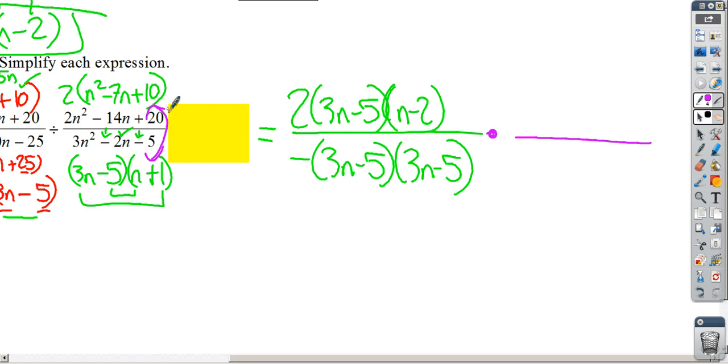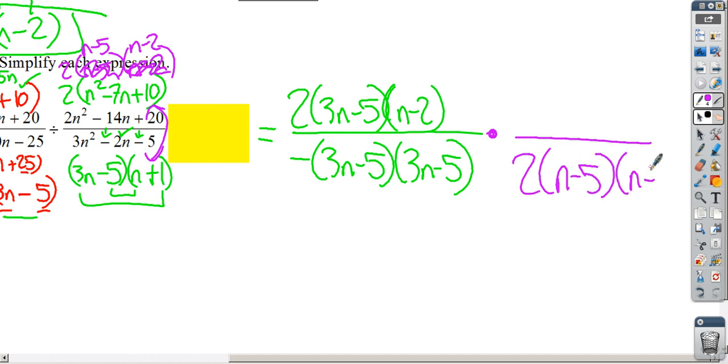By the way, we haven't factored this completely. This could factor to what multiplies to 10 and adds to negative 7. That would be negative 5 and negative 2. Sorry, that's a little bit of a mess here. Let me recopy that above. So 2 times n minus 5, n minus 2, that's going to go to the bottom because, again, we're multiplying by the reciprocal. That's equivalent to dividing by a fraction. And now this thing right here is going to go on top. So we have 3n minus 5 times n plus 1.